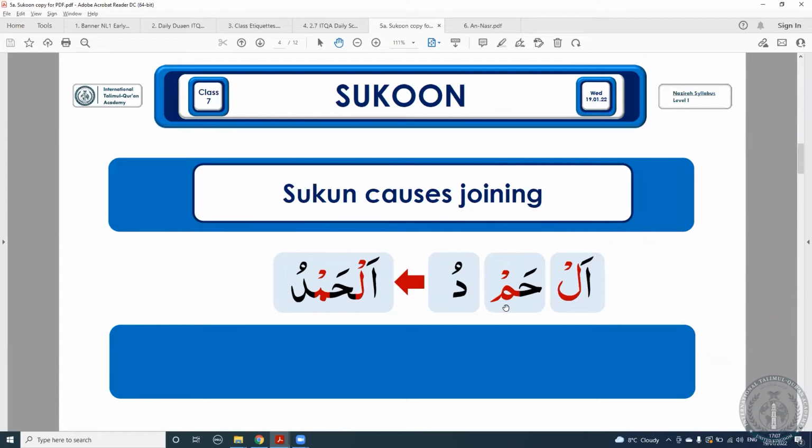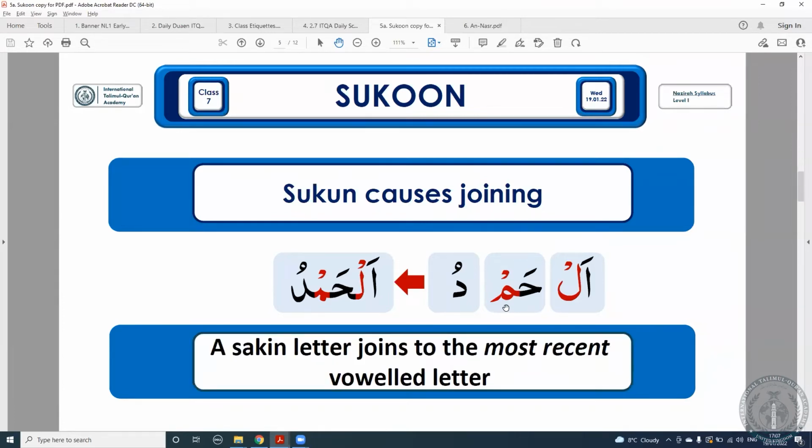Sukoon causes joining. So if you see a sukoon, that indicates to you that we need to join. A sakin letter, as we all know, a letter carrying a sukoon, will join on to the most recent voweled letter. So a sakin letter will join on to the most recent letter that carries a stroke. So we've had a look at what sakin letter means and what a voweled letter means. So over here, this is telling us that a sakin letter will join on to the most recent voweled letter.